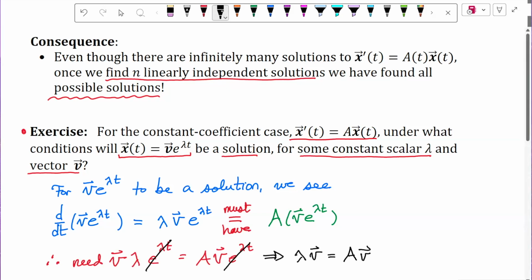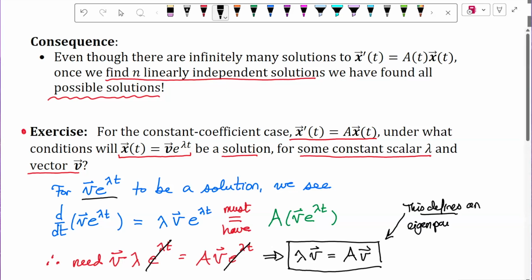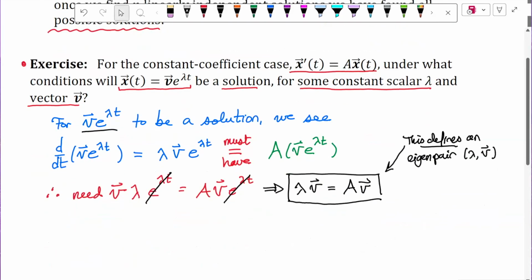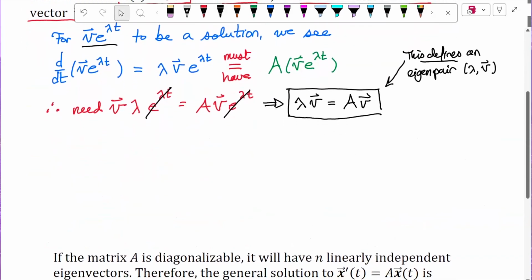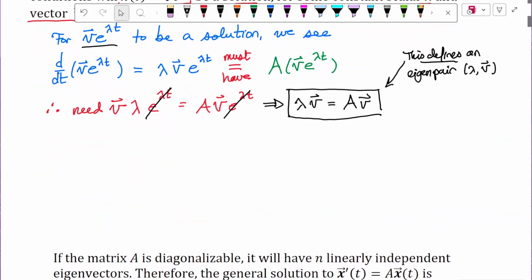But look what you've discovered. This is the necessary condition for v e to the lambda t to be a solution to our ODE, but this is also the definition of an eigenvalue-eigenvector pair. What we have seen is that if we want v e to the lambda t to be a solution, then v and lambda must be an eigenpair. But what does that indicate?